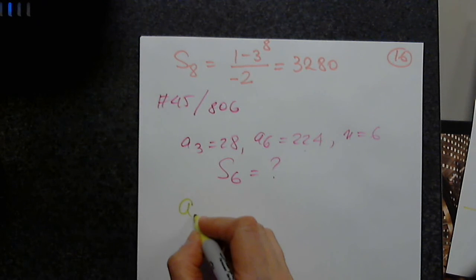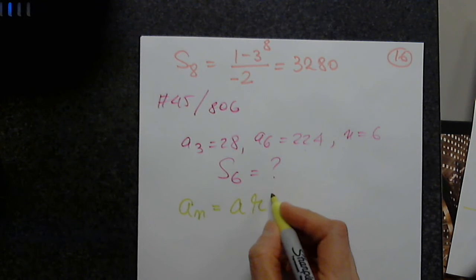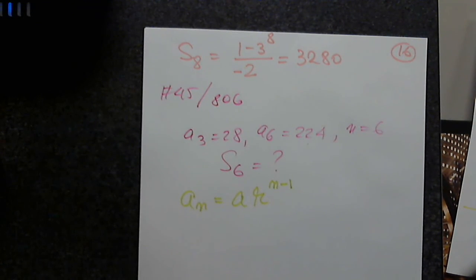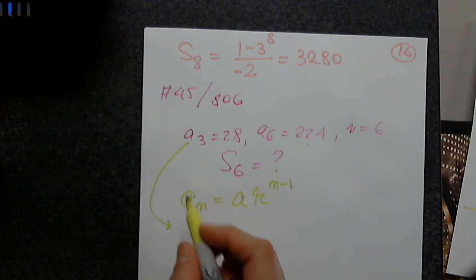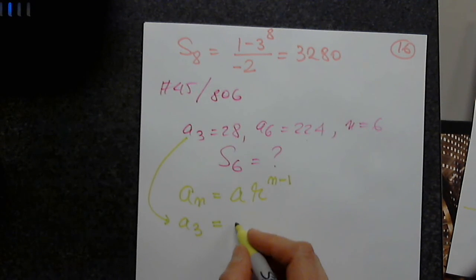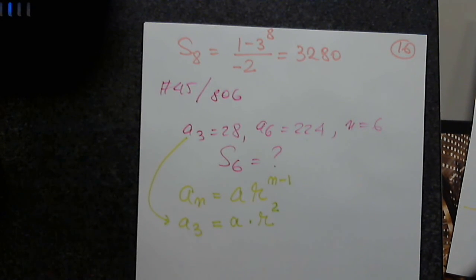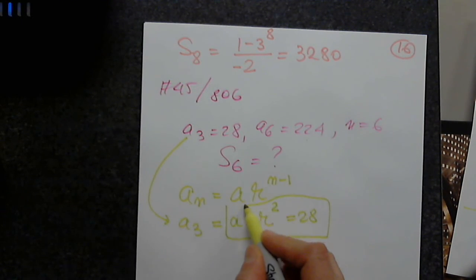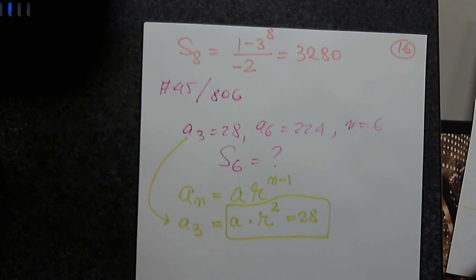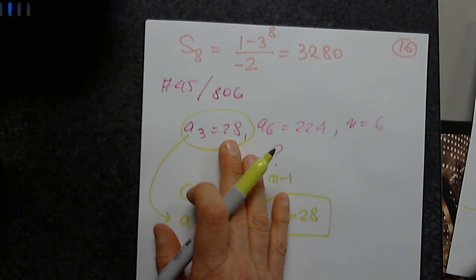So I know that the general term, or the nth term for a geometric sequence is a multiplied by r to n minus 1. So please tell me, how will you write A3? A3 will be a multiplied by the common ratio squared. And this is given to us as being 28. This is our first equation, because I have two variables. So this was information that was hidden in A3.